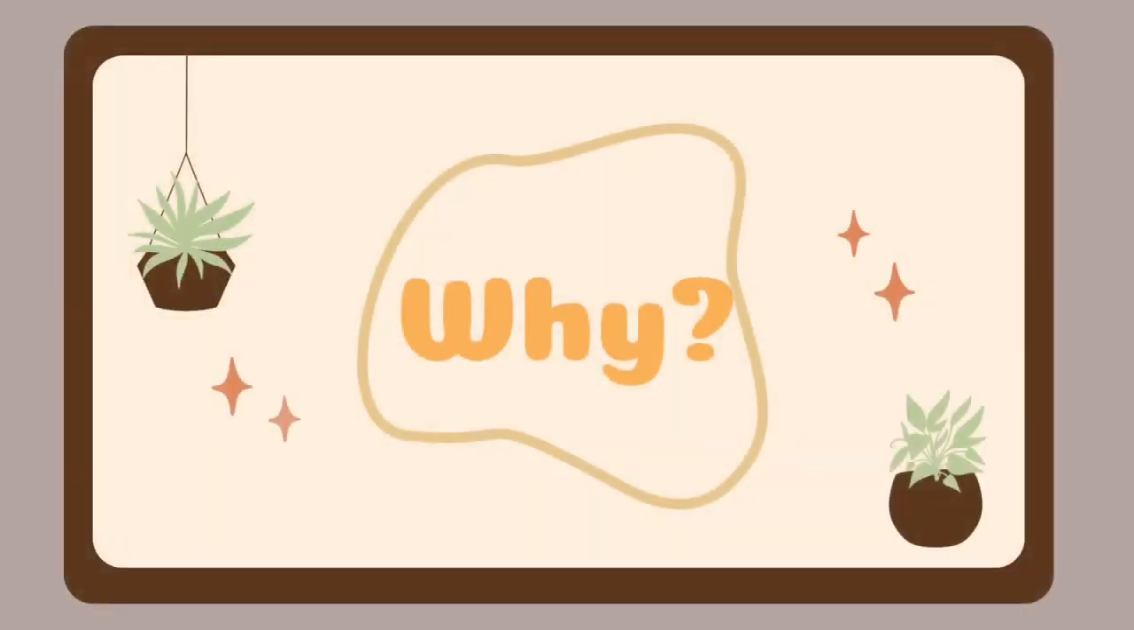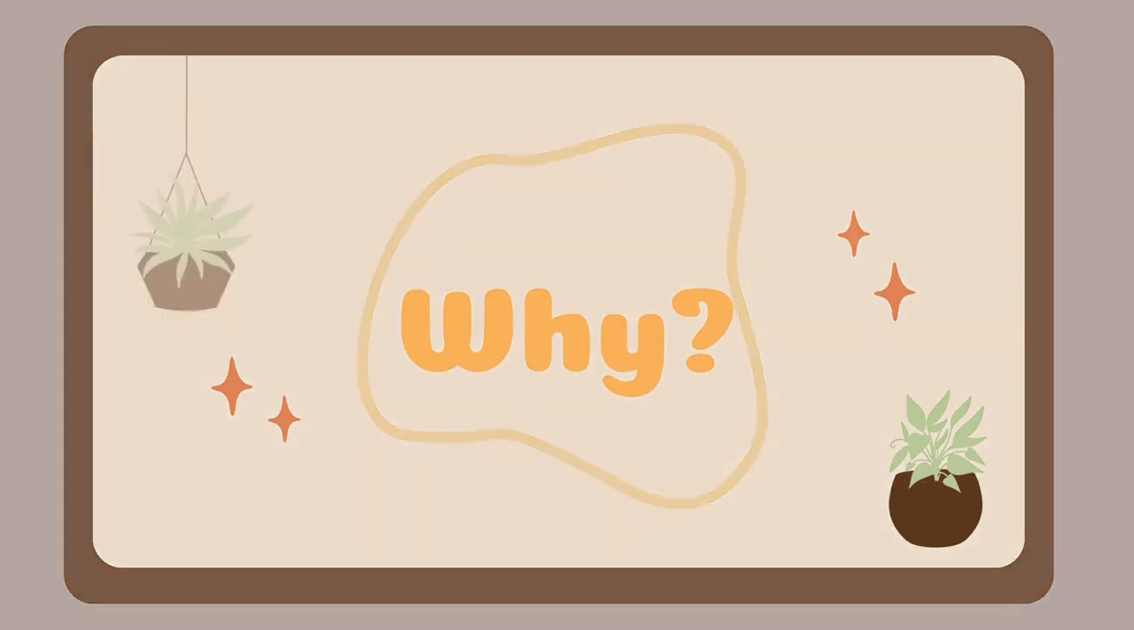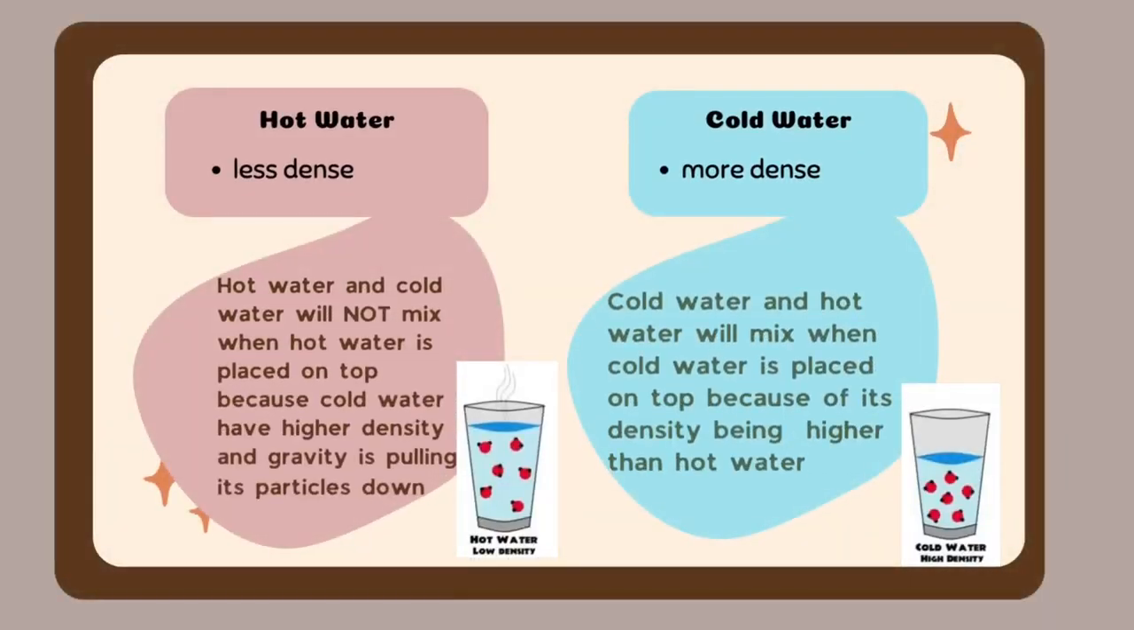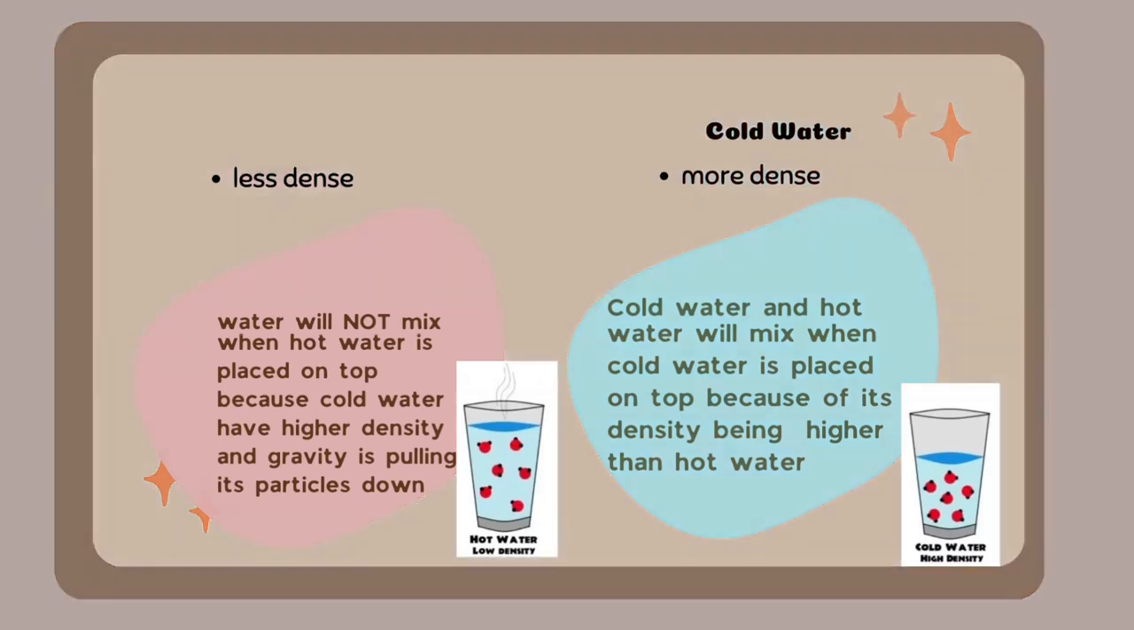Now, let us explain the experiment more deeply. First of all, the hot water is less dense compared with the cold water. Hot water and cold water will not mix together when the hot water is placed on the top, because cold water has the higher density and gravity is pulling it vertically down. On the other hand, cold water is more dense, so cold water and hot water will mix together when the cold water is placed on the top. This is because its density is higher than the hot water.